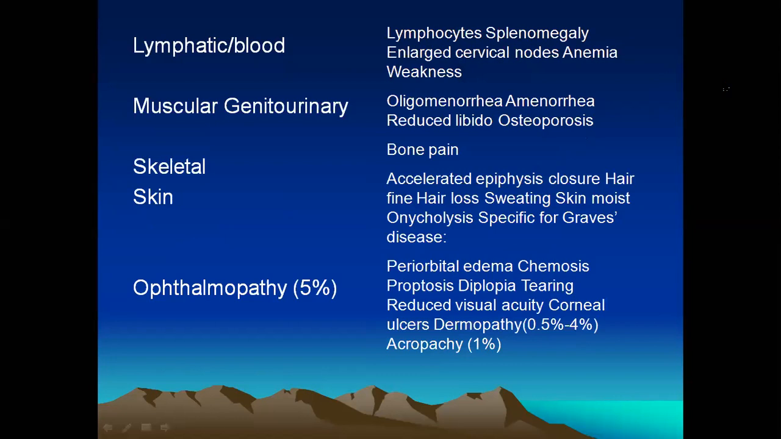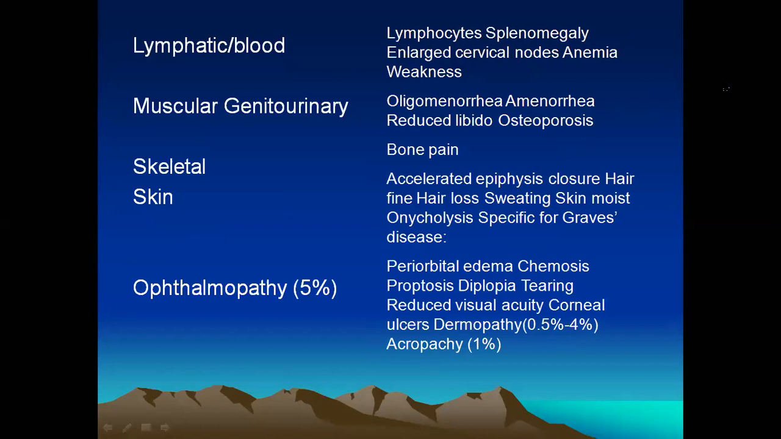If you go for the blood, you will find lymphocytosis, maybe splenomegaly may be palpable. Patient may have enlarged cervical lymph nodes. Anemia may be there. Bone pain, accelerated episodes, blurring, hair fine, sweating, skin moist. Now, in Graves' disease, there are two other things important. One is ophthalmopathy and dermopathy.